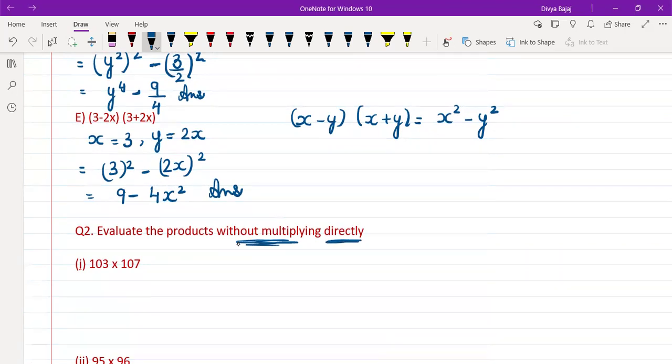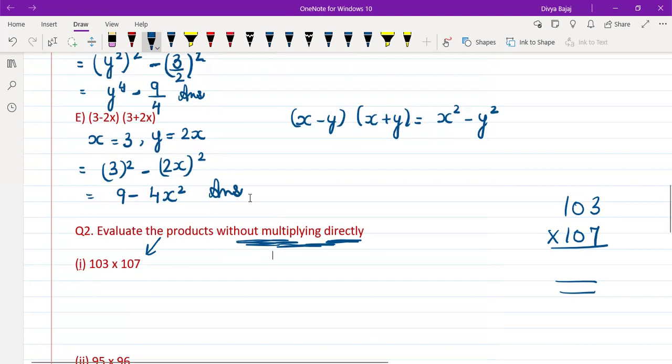In the smaller classes, what we used to do, we used to multiply it directly like this: 103 multiplied by 107. So we used to get the answer. But here it has been told in the question that we have to solve it without multiplying it directly. So we have to make it in such a way so that we can use an identity here also. So looking at the first number, which is 103.